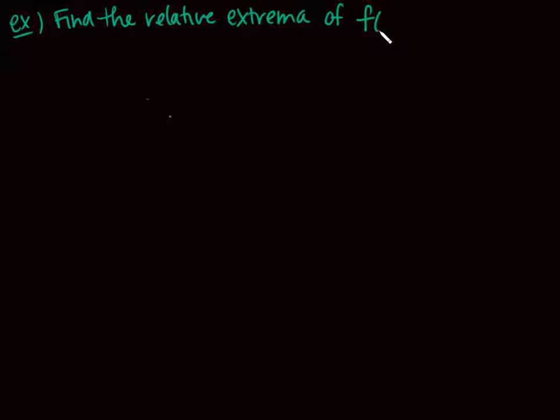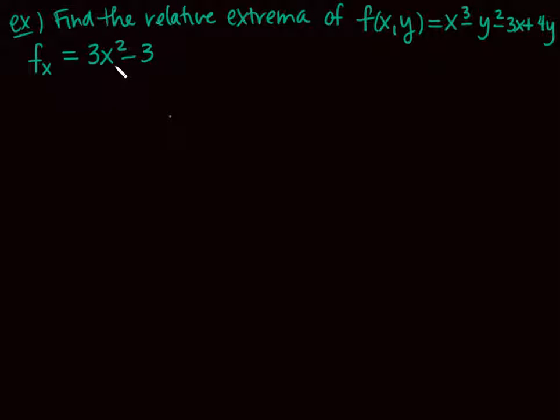And here's my function. f of x, y is going to be equal to x cubed minus y squared minus 3x plus, oh, I'm running out of room, 4y. Darn it. Let me write a little bit smaller here. 3x plus 4y. Sorry about that. Okay, so again, I need to find the critical points. The critical points occur where my partial derivatives are 0 at the same time. So if I take the partial with respect to x, I get 3x squared minus 3. The partial with respect to y is negative 2y plus 4.